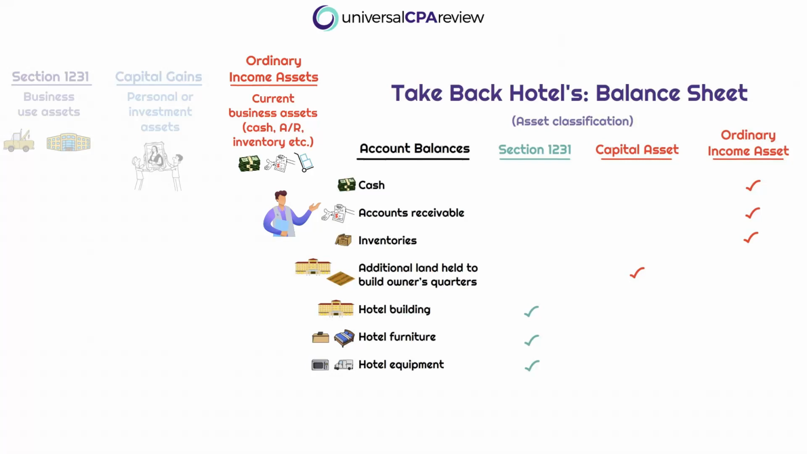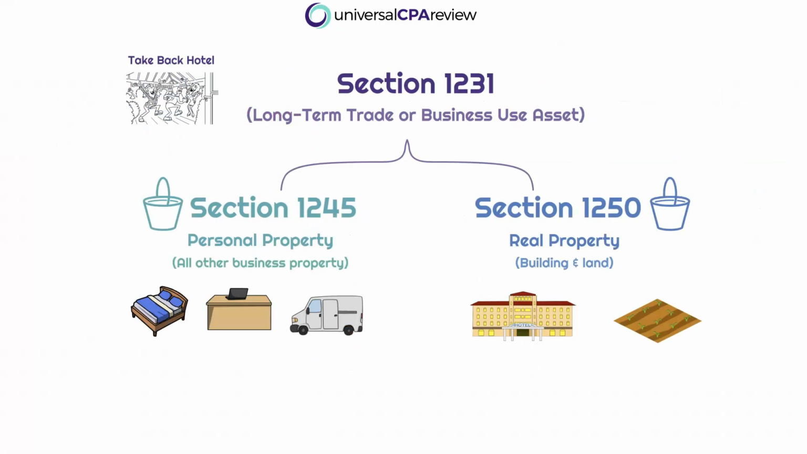Remember, they have to be a trade or business use asset and they need to be held for over 1 year, 12 months or more. So that's how we're going to classify Section 1231. Okay, Section 1231 assets. Here we go. Conceptually, we need to be able to identify what types of assets this Section 1231 will consist of. And just to reiterate, these are trade or business use assets and those assets that are held for over 1 year. So that is the easy part.